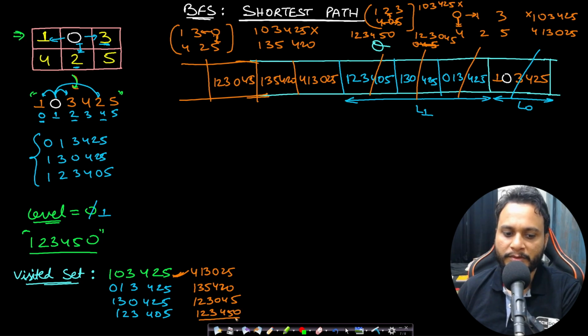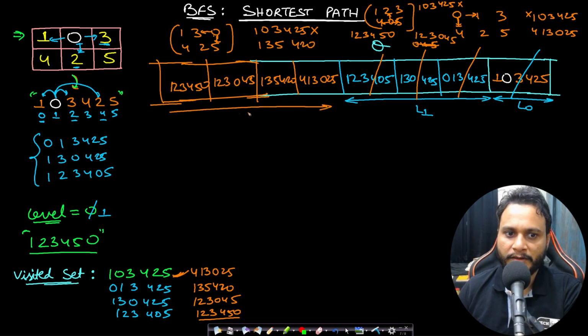Now you can stop here because this is the target, but I will stop only when I pop the item and check it always with the target, right? So that is how I will be doing it. Now I will be inserting this, and I'll also be saving 1 2 3 4 5 0. Okay, fine. So we are done with this.